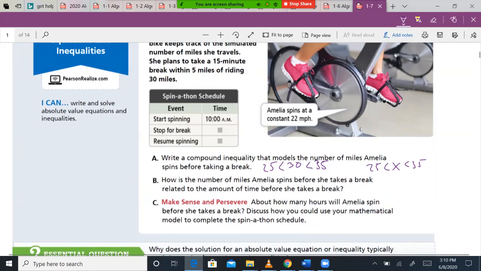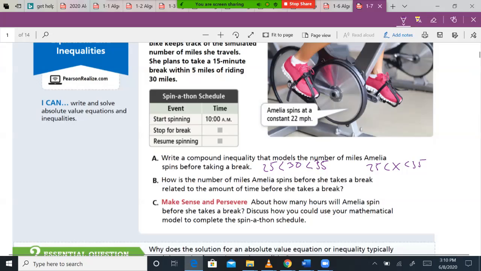Here's the kicker though. Notice how Amelia spins at a constant speed of 22 miles per hour. So let's figure out how the number of miles Amelia spins before she takes a break is related to the amount of time before she takes a break. So the more miles that she spins, the longer that she's going to be spinning. So she could take a least amount of time for a break or a most amount of time for her break.